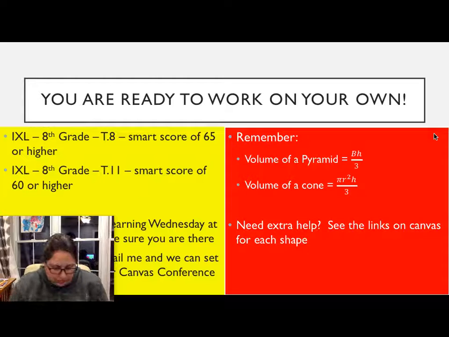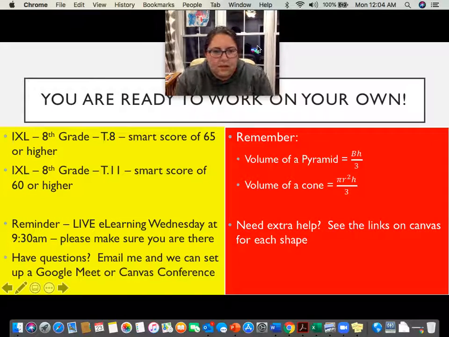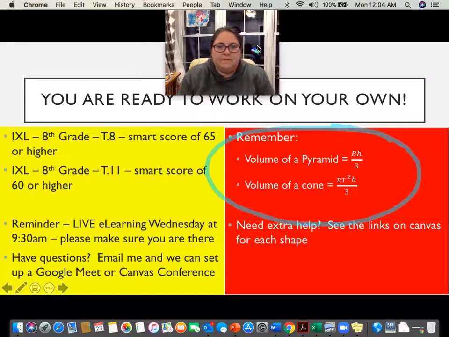So your work today, in 8th grade IXL, you need to work on T8 up to a SMART score of about 65, and you're also going to work on T11 up to a SMART score of about 60. These are just using formulas. The formulas are right here on the side, so you're going to want to make sure you're referring back to those. They're on Canvas, they're in this video, and they're on IXL for some of the questions.